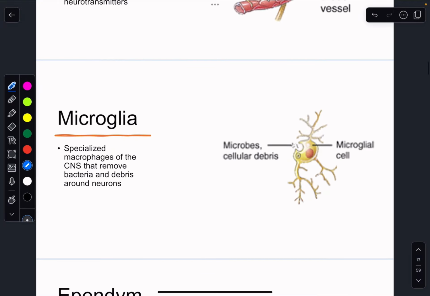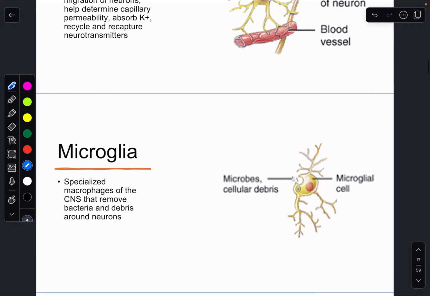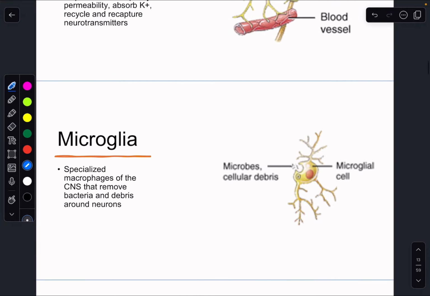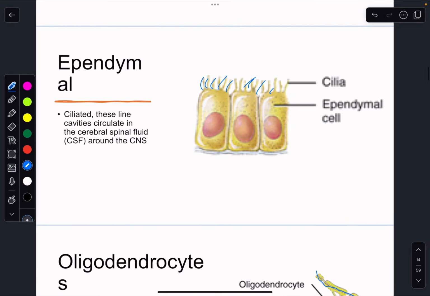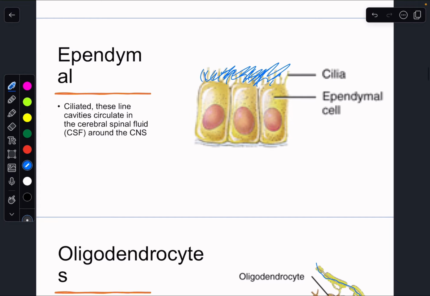All right, should be gone. All right, microglia. Microglia are specialized macrophages of the central nervous system that remove the bacteria and debris around the neurons. If you look at the picture on the right, that's what it looks like, and they all float around the central nervous system. Okay, that's microglia. So for ependymal, they are ciliated, as you can see right here, and these line the cavities that circulate the cerebrospinal fluid around the central nervous system. We're going to go more in depth on the CSF in a bit, but just know that these line the cavities around the central nervous system.